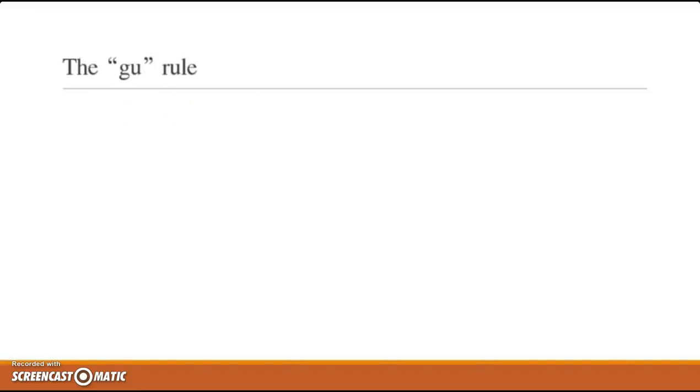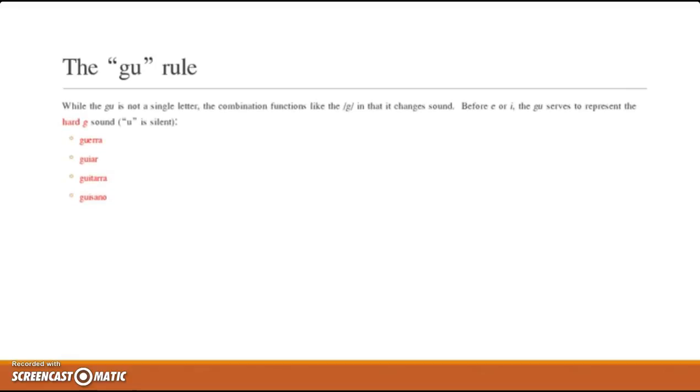Okay, so having said that about G's, there's also a GU rule. All right, so we've got to talk about the GU. So the GU is not a single letter, but the combination functions like the G, and then it changes sound. So before an E or an I, the GU represents the hard G sound, meaning that the U is silent. So here we have the word for war, to guide, guitar, and then the word for a worm, actually. So to pronounce those, we pretend that the U is not there. We don't pronounce it, but it's still a hard G.